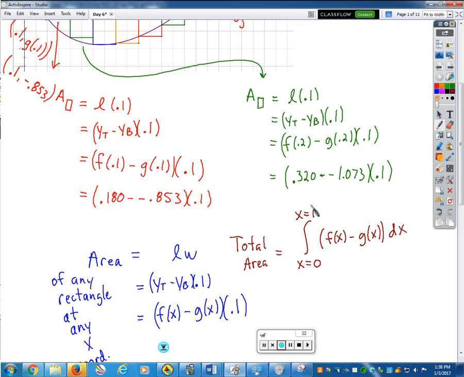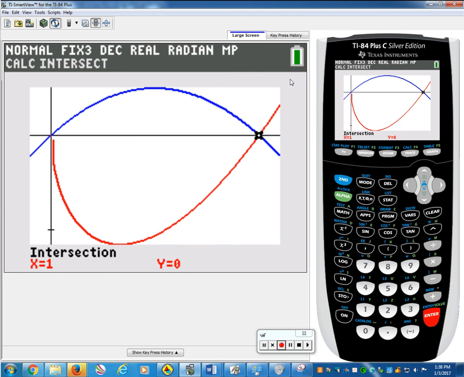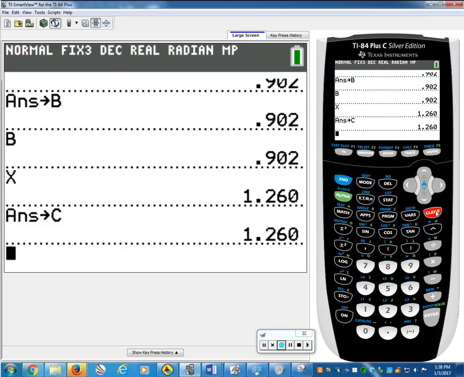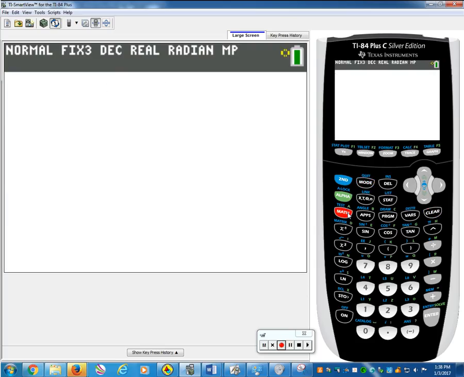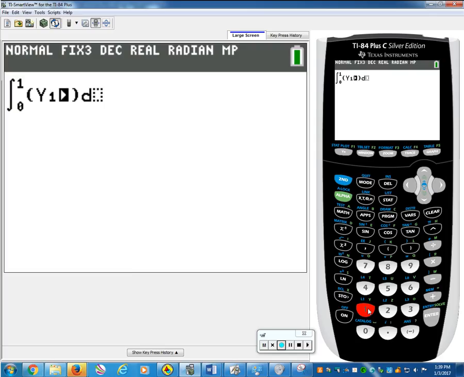Questions? Perfect. We just need to do this on our calculator, so go here. On an 84, go back to main screen, and you type math 9. You want to start at x equals 0, stop at x equals 1. Remember, in the calculator, we put the f function in y1. So we say alpha, calculate, number 1, subtract. And then we say alpha, calculate y2, and then dx.